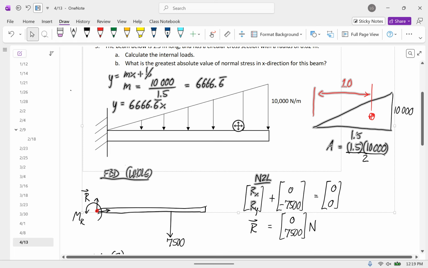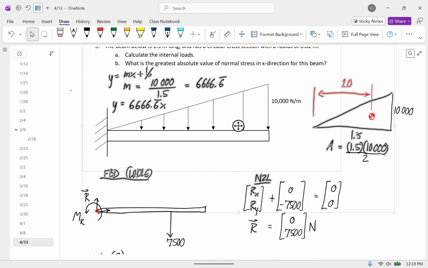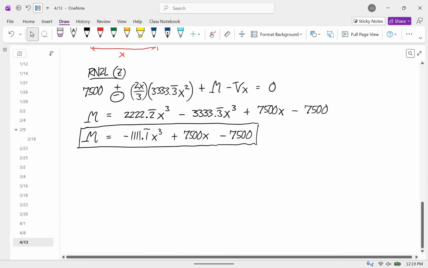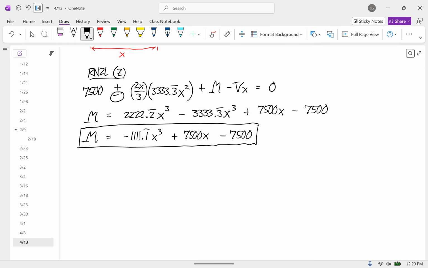Well, let's graph these out and just get a visual sense of what those internal loads look like. Okay, so the tension is 0, right? That doesn't come into anything. The bending moment looks like it's going to start at negative 7,500.